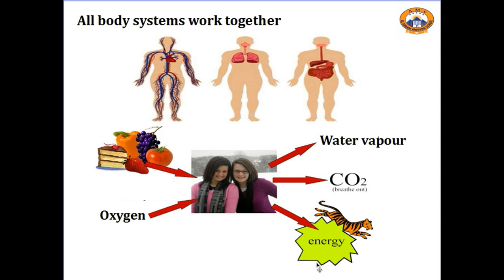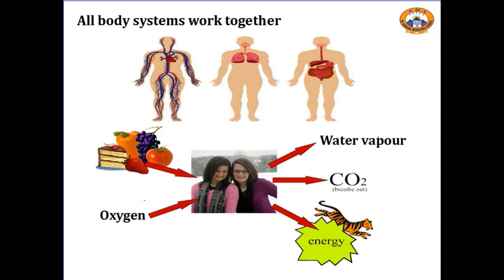But there are other materials produced with the energy. These materials are waste materials. Some of these waste materials are gases, like carbon dioxide gas and water vapor. And since they are waste materials, they are not needed by the body, which has to get rid of them. So again, the blood is going to carry those gases, which are wastes, back to the respiratory system to breathe them out, to get rid of them.